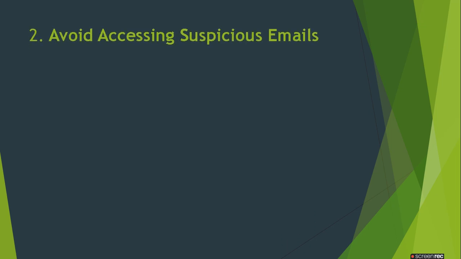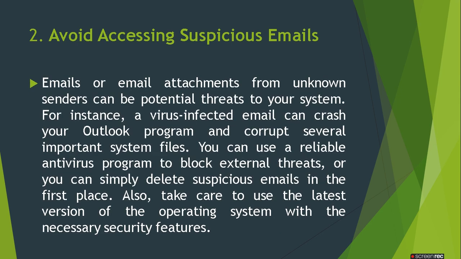The second fix is to avoid accessing suspicious emails. Emails or email attachments from unknown senders can be potential threats to your system. For instance, a virus-infected email can crash your Outlook program and corrupt several important system files. You can use a reliable antivirus program to block external threats, or you can simply delete suspicious emails in the first place. Also, take care to use the latest version of your operating system with necessary security features.